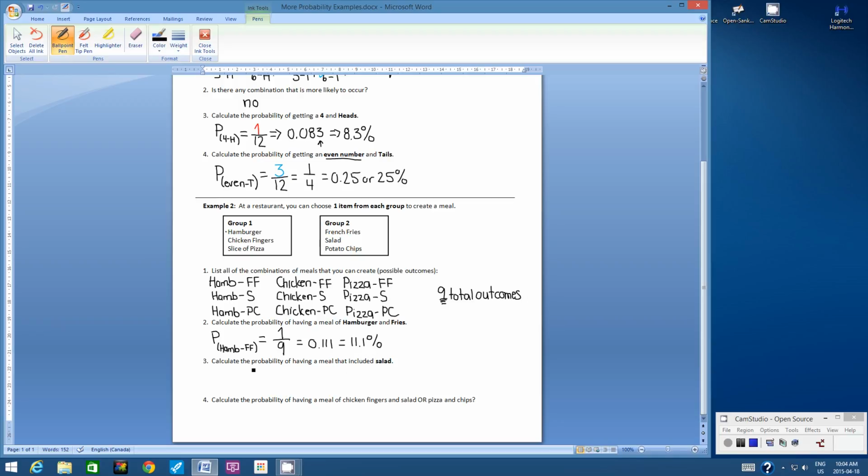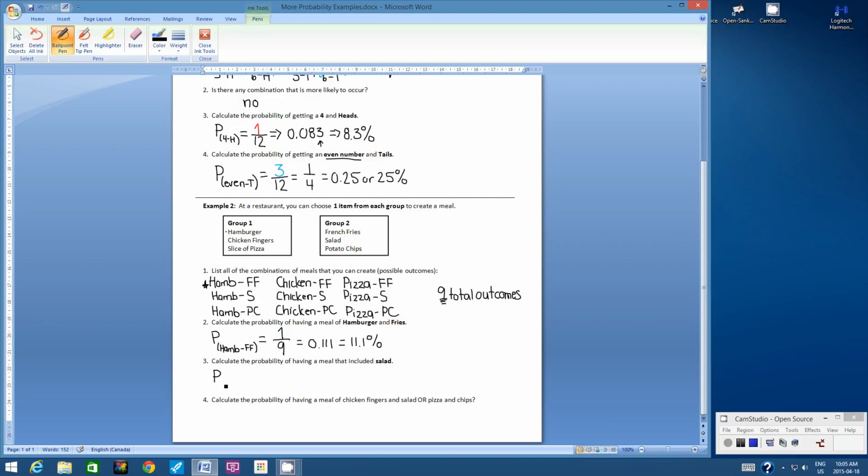All right, so the probability of hamburger and French fries, well, it only happens one time. That's right here. Okay, so there's only one possible outcome or favorable outcome for a hamburger and French fries. So I got a starting fraction of 1 over 9, and because the numerator was 1, that is in its lowest form, equals 0.111 or 11.1%. So were you able to get that?